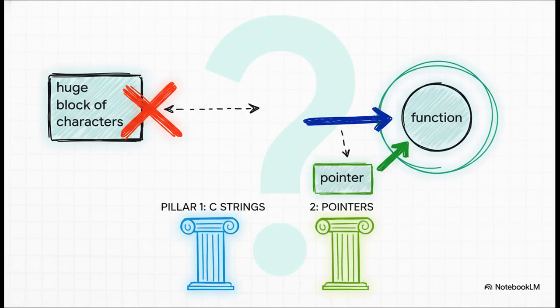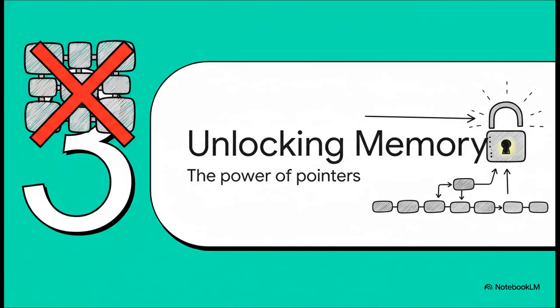Okay, so strings are just arrays of characters. Got it. But think about this. What if you have a really, really long string, like a whole paragraph? When you pass that to a function, does the computer have to make a huge, slow copy of the entire thing every single time? No way. That would be incredibly inefficient. And thankfully, C has a much, much cleverer solution for this: pointers. Pointers are without a doubt one of the most powerful features in C.